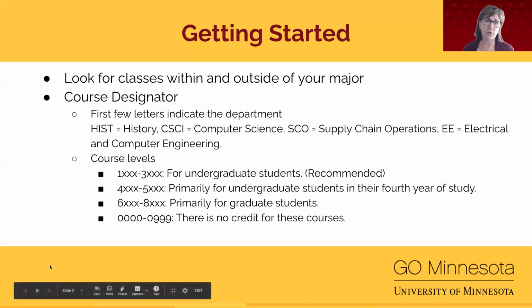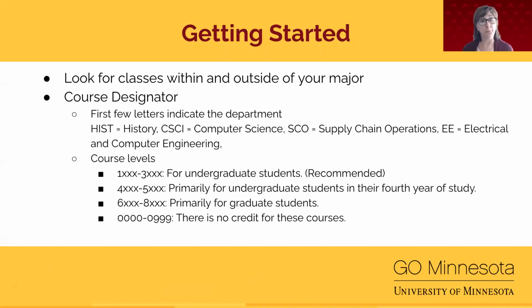At the University of Minnesota, you're able to choose from a wide variety of courses, even those located in departments outside your major. There are thousands of courses available, and each has its own unique course designator, which consists of a short series of letters followed by 4 numbers. The beginning letters are an abbreviation for the area of study. So for example, as we see here, HIST is history, CSCI is computer science, SCO is supply chain operations, EE is electrical and computer engineering, and so on.